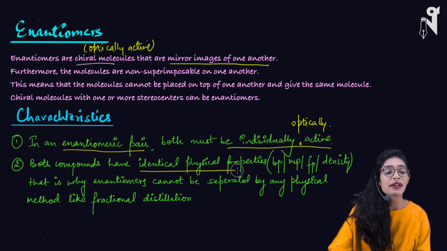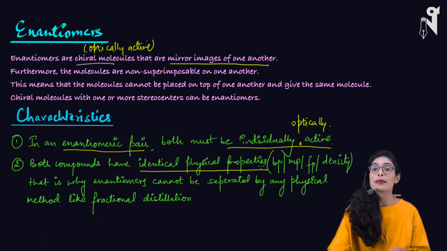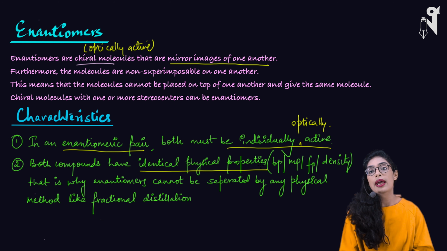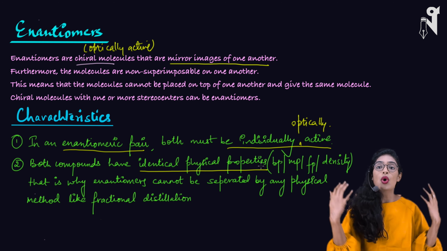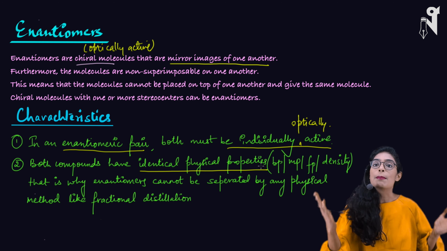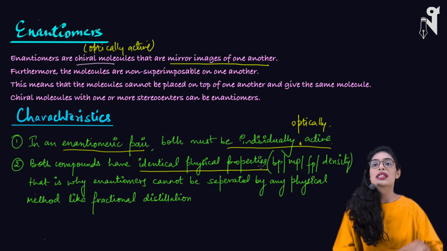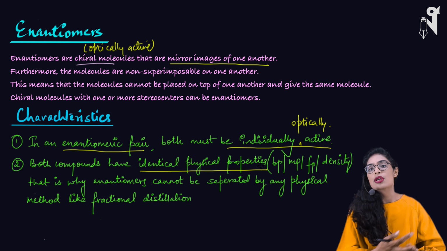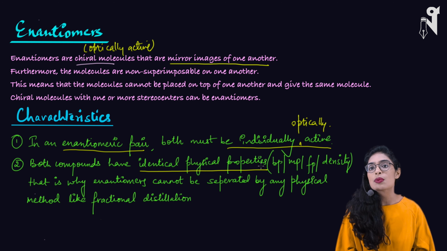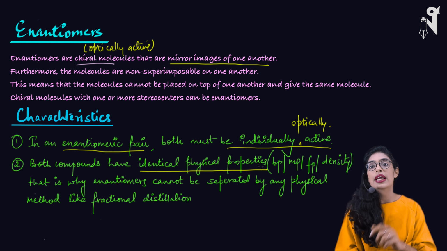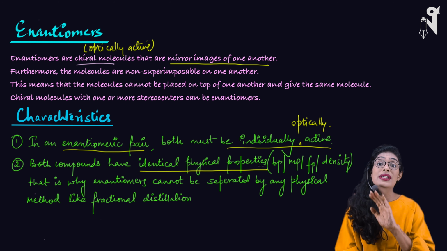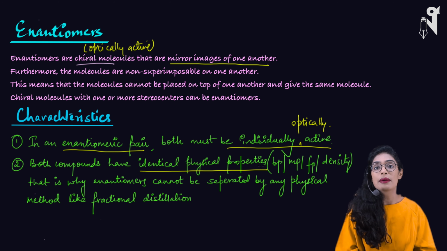Both the compounds will have exactly the same physical properties. That means you cannot differentiate them on the basis of their boiling point, melting point, freezing point, density, or refractive index. So all these physical properties cannot be the basis of separation of these molecules. By any physical method like distillation or sublimation, there are so many physical methods which you can use to separate or differentiate substances if they differ in any physical property. But here you cannot use any physical method to separate them out.